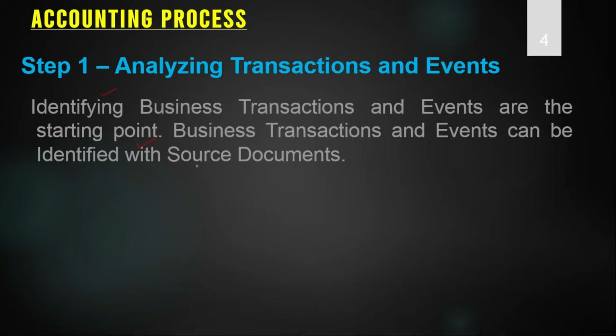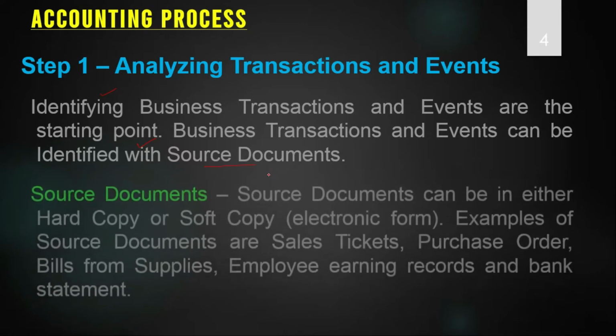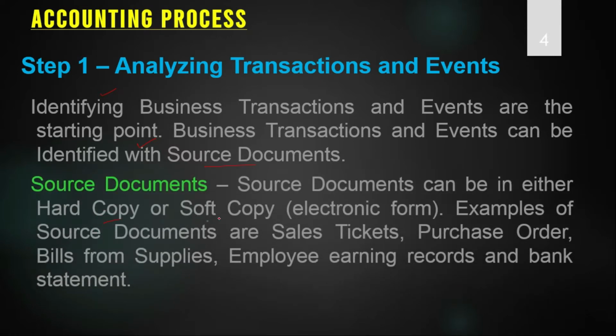Business transactions and events can be identified with source documents. So where do you identify the business transactions from? You can identify them from the source documents, the documents from which you can find the transactions. These documents can be in hard copy or soft copy. Nowadays, most of the source documents are in soft copy because the payments are basically made online. So the soft copies are generated by the companies and the vendors. You can find the soft copy of receipts through email or from websites.